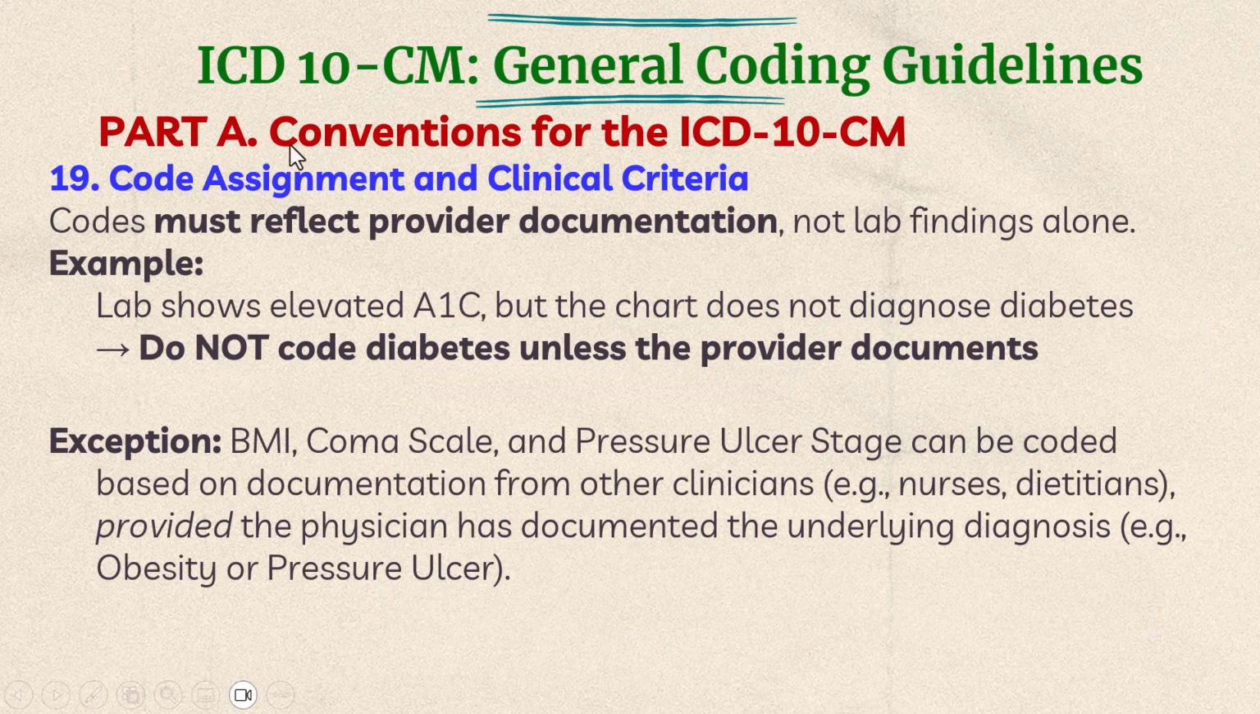Number 19, code assignment and clinical criteria. Codes must reflect provider documentation, not the lab findings alone. For example, the lab shows elevated HbA1c, but the chart does not diagnose diabetes. In this scenario, do not code diabetes unless the provider documents it. But there are some exceptions: BMI, coma scale, and pressure ulcer stage can be coded based on documentation from other clinicians, for example nurses or dietitians, provided the physician has documented the underlying diagnosis like obesity or pressure ulcer.